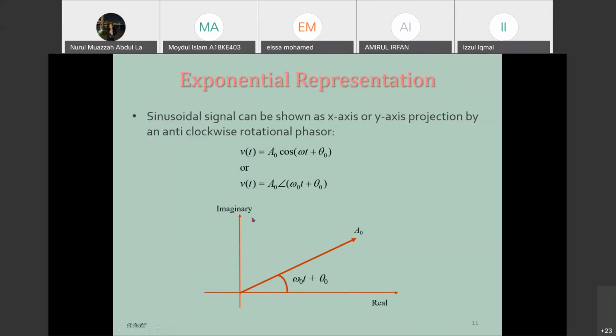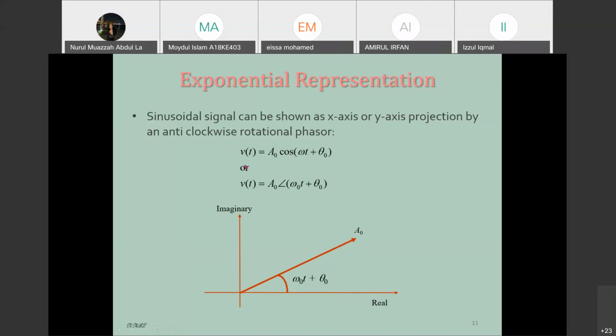Okay, and then we move on to another representation, which is the exponential representation. For this exponential, you project the signal in terms of x-axis and y-axis using an anti-clockwise rotational phasor. It means here the x-axis indicates the real number. The y-axis here indicates the imaginary number. If you remember, we have a complex number, we have real and also imaginary.